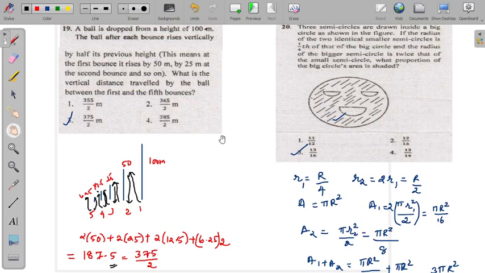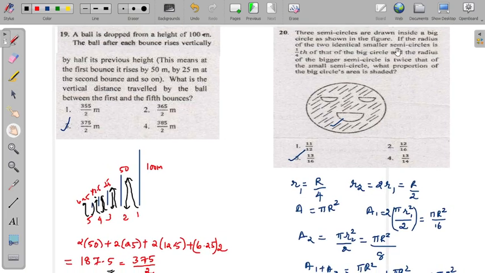Now last question, 3 semicircles are drawn inside a big circle as shown in the figure. If the radius of the 2 identical smaller semicircles is 1/4 of that of the big circle and the radius of the bigger semicircle is twice that of the small semicircle, what proportion of the big circle's area is shaded? That we have to find out. So R1 given, it is 1/4 of the bigger circle. This bigger circle radius, I will take it as capital R, so R1 is R by 4.